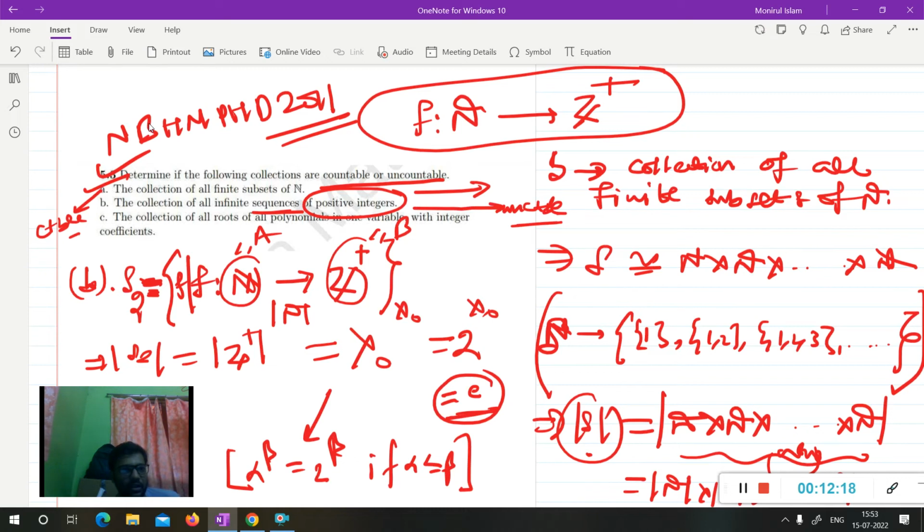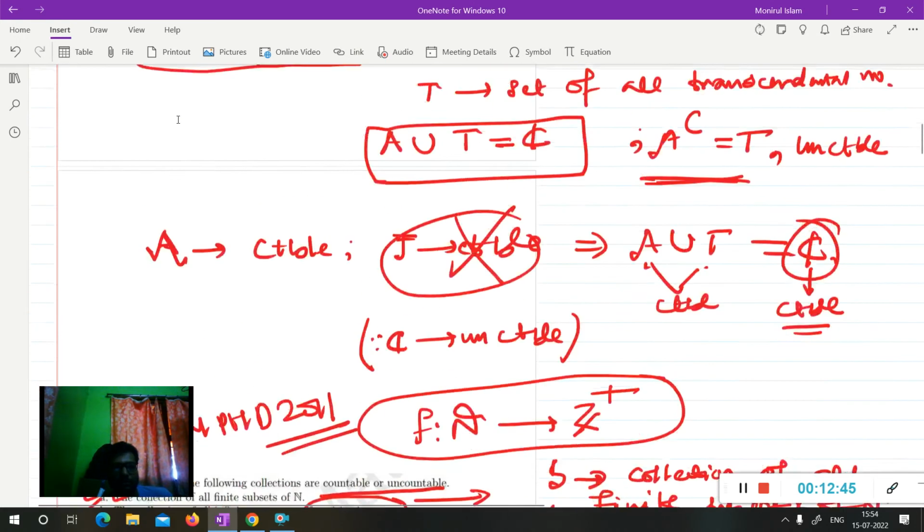Now the collection of all roots of polynomials with integer coefficients was done in a previous question. It is the set of algebraic numbers, which is countable. So the collection of finite subsets of N is countable, the collection of infinite sequences of positive integers is uncountable, and the set of algebraic numbers is countable. So the first is countable, the second uncountable, and the third countable.